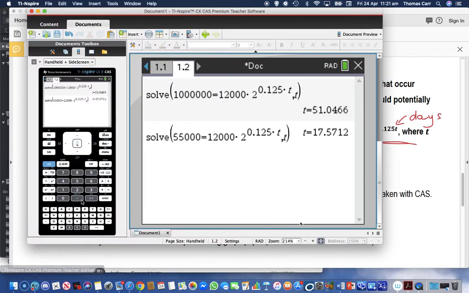So on our CAS calculator, if I wanted to figure out how many days for 1,000,000 bacteria, I'd replace N with 1,000,000. I type in the rest of the formula and solve it for T. Likewise, if I wanted to figure out how long for 55,000 bacteria, I'd replace N with 55,000. So 55,000 is a bit closer to 48,000. You can see the number's going to be in the ballpark of about 17 or a bit less than 17.